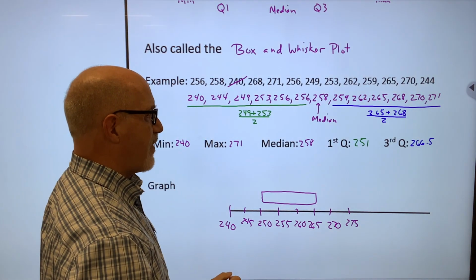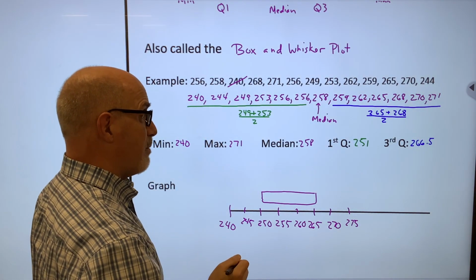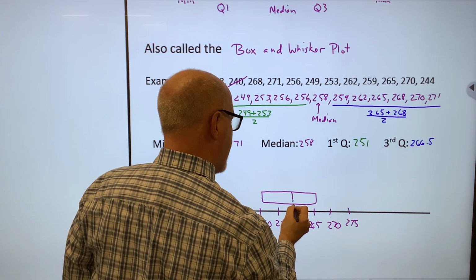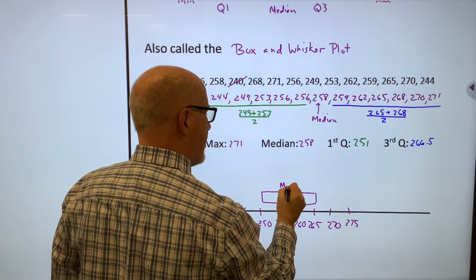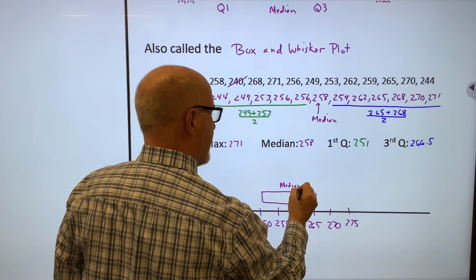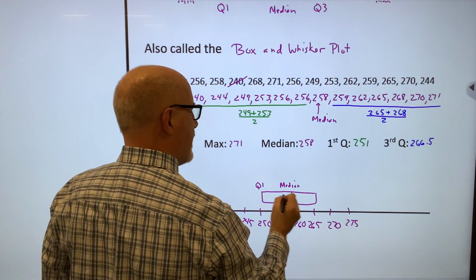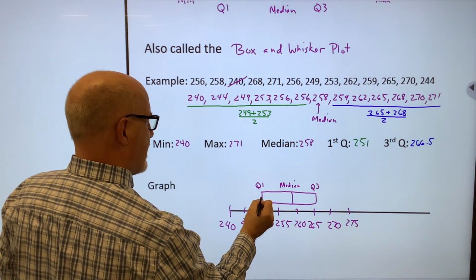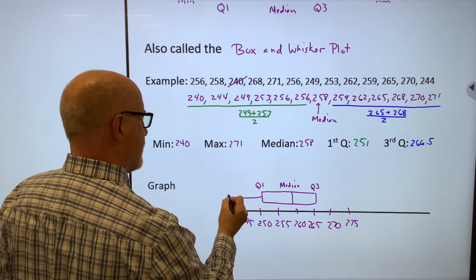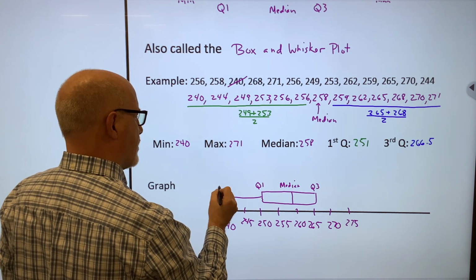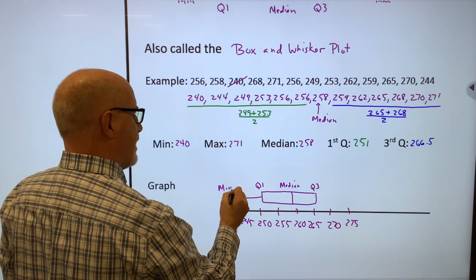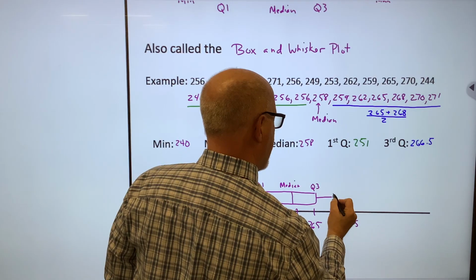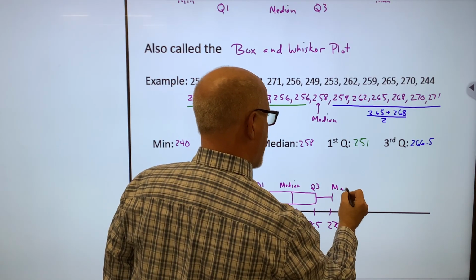Once I've got that, I'm going to put in the median. The median of 258 falls right about here. So I'll label those. This is our median for the graph. This is our Q1. This is our Q3. Now let's do the min and max, or the whiskers at the end. I'm going to draw this one all the way out to 240. For this whisker, this is the min. And then the max is out at 271, so I'm going to draw this out to here. And that's my max of the graph.